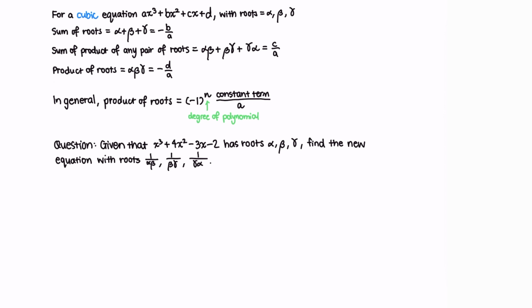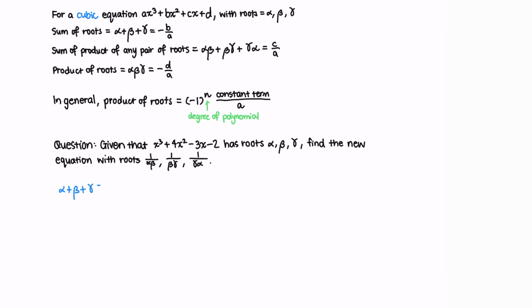Okay, let's solve a question. Given that x cubed plus 4x squared minus 3x minus 2 has roots alpha, beta, and gamma, find the new equation with roots 1 over alpha beta, 1 over beta gamma, and 1 over gamma alpha. First of all, this is a cubic equation, so we are using all these formulas over here. What I like to do is I'll find all of this information. I'll find the sum of roots, the sum of the product of any pair of roots, and then the product of roots. So let's find out the sum of roots.